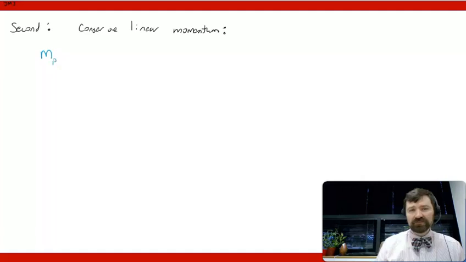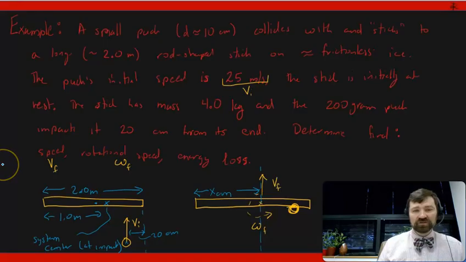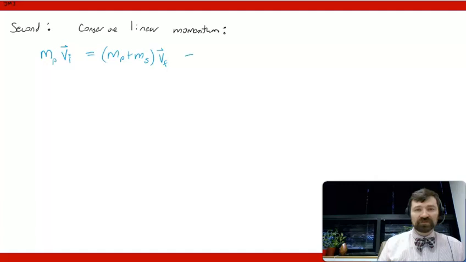Second step, now we can figure out how momenta and angular momenta will be conserved. Conservation of linear momentum says that mass of the puck times the initial velocity is equal to mass of the puck plus mass of the stick times the final velocity. This is basically coming from the fact that we initially had a stationary stick and a moving puck, and we finally have both of them moving together.